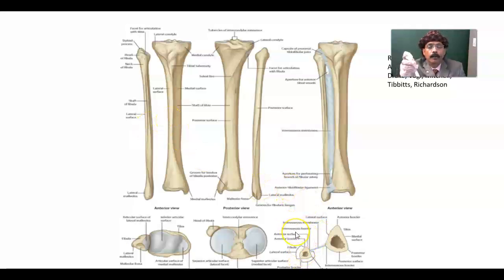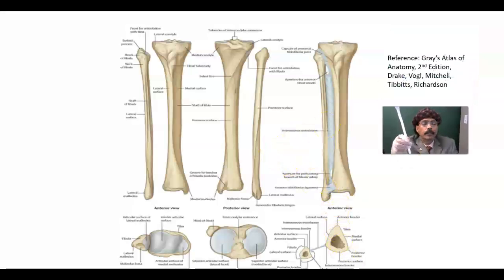If we go to the borders, we get the anterior border here, the posterior border here, and the interosseous border here. The anterior surface lies between the anterior border and the interosseous border. The posterior surface lies between the posterior border and the interosseous border. The lateral surface lies between the anterior border and the posterior border. Now go to the next slide.